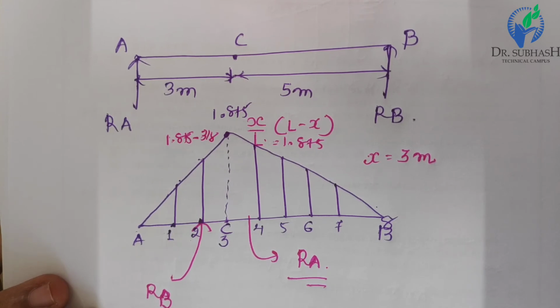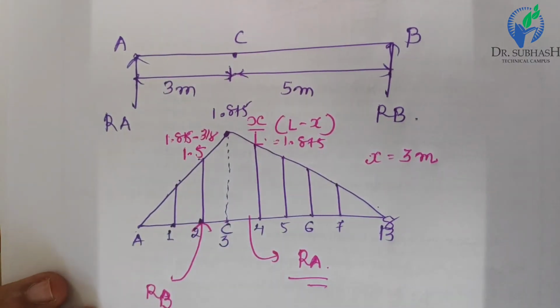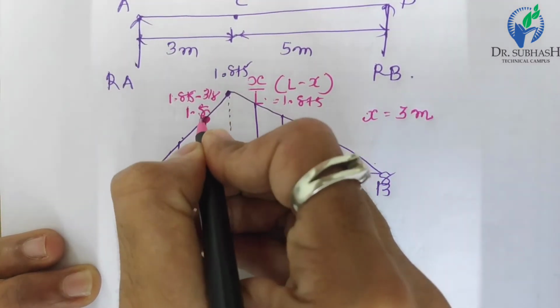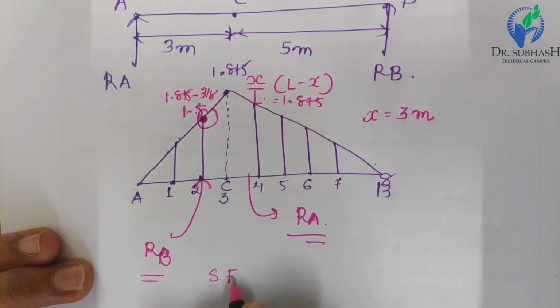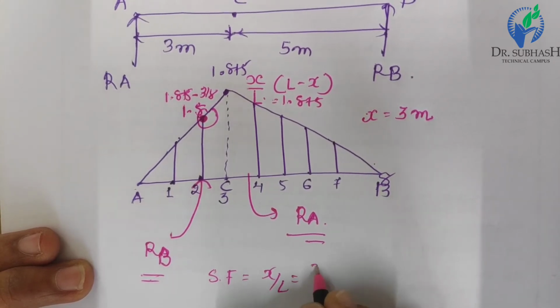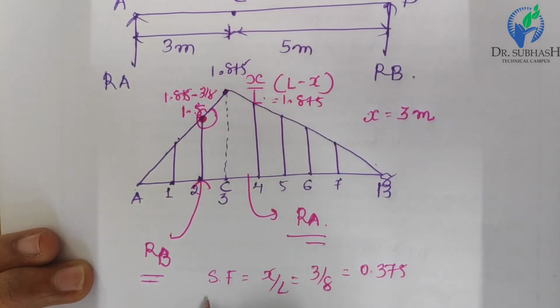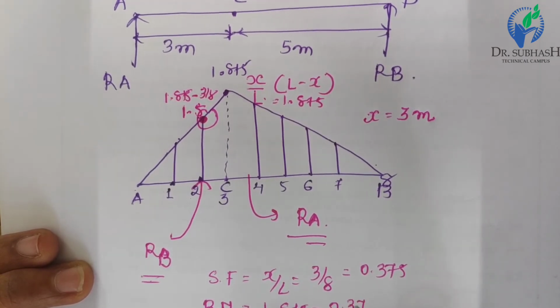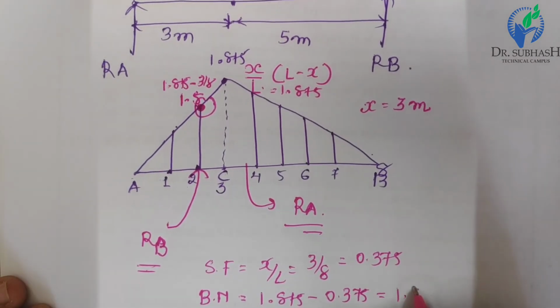1.875 minus 0.375. So we find 1.5. How do we calculate it? I elaborate here. This point is the effect of RB. So we calculate at the shear force. This point is x by L, which means 3 by 8. So 3 by 8 is 0.375. Now we calculate the bending moment coordinate here. So what should be done? 1.875 minus 0.375. So we found the total value 1.25.